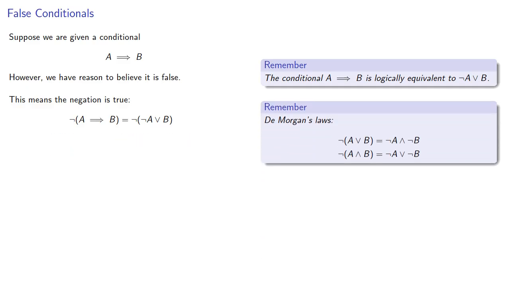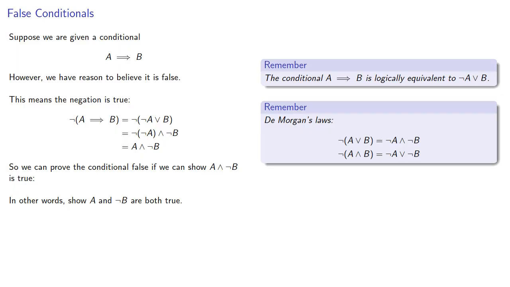And De Morgan's laws tell us that the negation of a disjunction is the conjunction of the negations. And here we have a doubly negated A, so that just becomes A. And so we can prove the conditional false if we can show the conjunction A and not B is true. In other words, if we could show that A and not B are both true.